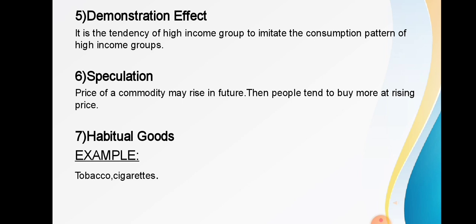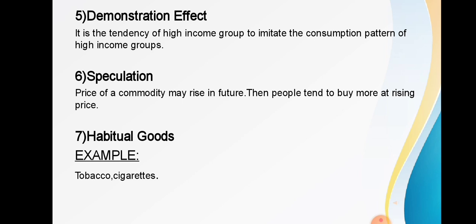The tendency of the low income group people or the poor people to imitate, means to copy, the consumption pattern of the rich, that is the high income group people, is known as the demonstration effect. For example, the demand for consumer durable goods such as washing machines and the latest mobile phones is an example of the demonstration effect.